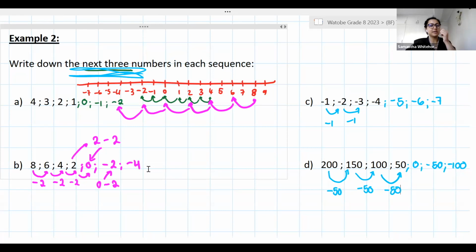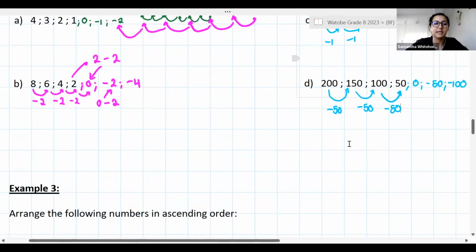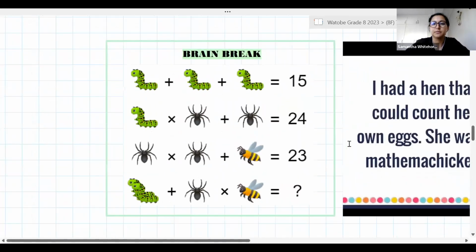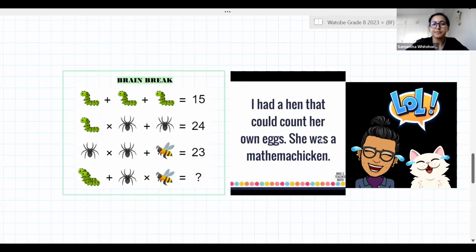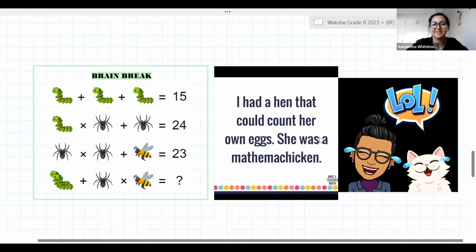Guys, last couple seconds to take a screenshot and then I'm moving away. So make sure you have it. I'm not coming back. Right, brain break. Hey, I just see spiders and snails. I'm like, oh.